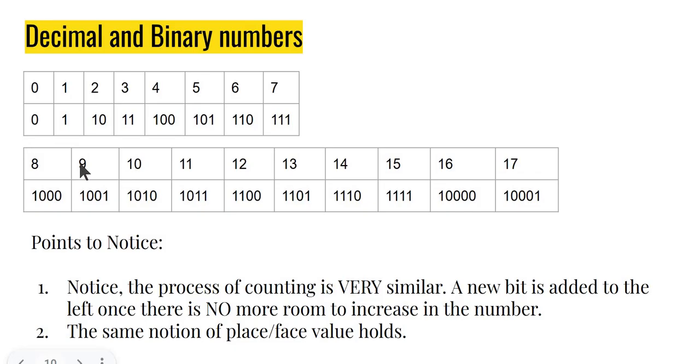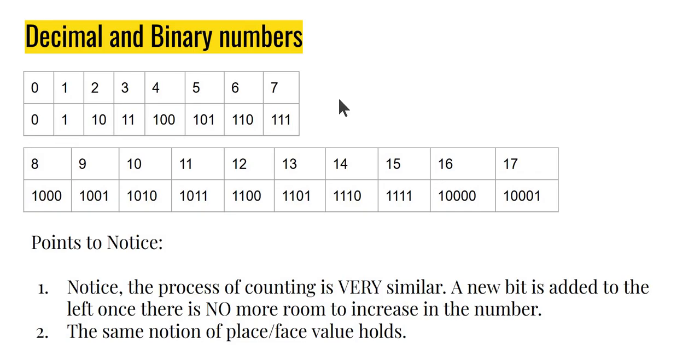Because previously this was 0 and now this has become 1. So then I go from 10, 11, 12, 13, all the way to 19. I go to 20. Keep moving to 99. So I go to 100, which is 100 in decimal. In fact, the process is very similar.